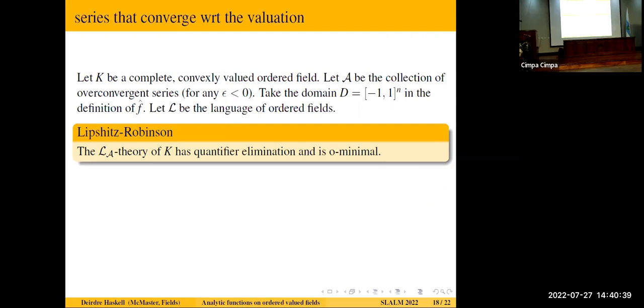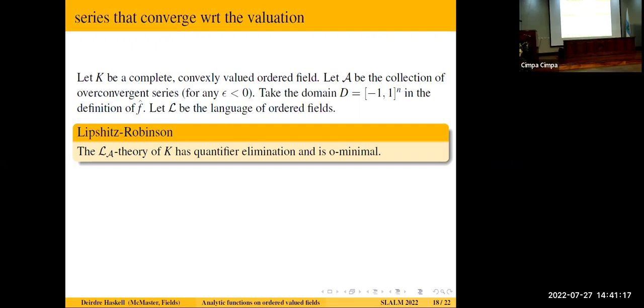Some work went on in looking at these kinds of series. Actually, I didn't include it, but the first result was one by Lipschitz from '93, I think. But here's something that was done in this direction: take, again, our field of coefficients, a complete convexly valued ordered field, take A to be this collection of overconvergent series, and then take the domain to be the box minus 1, 1 to the n in this definition of my restricted analytic functions.